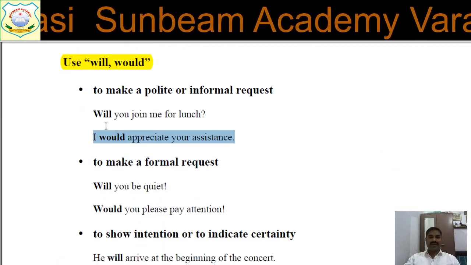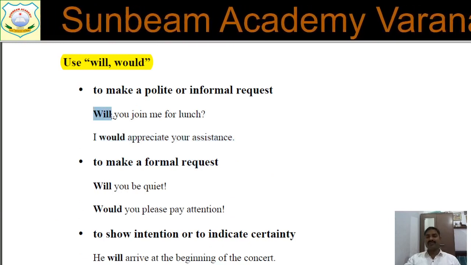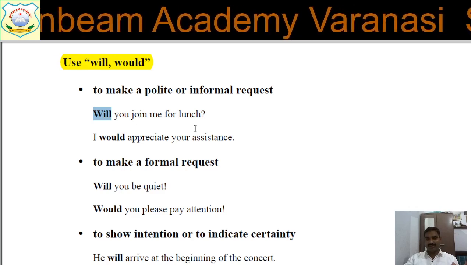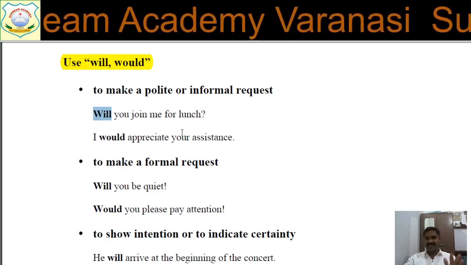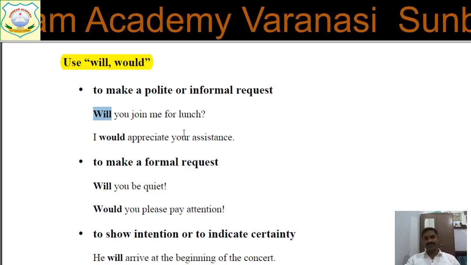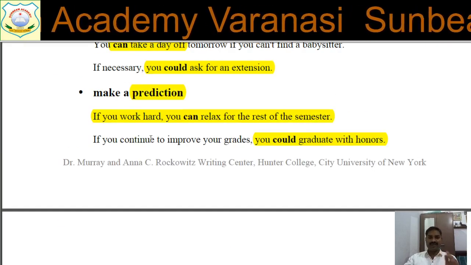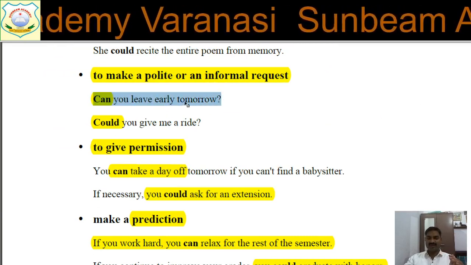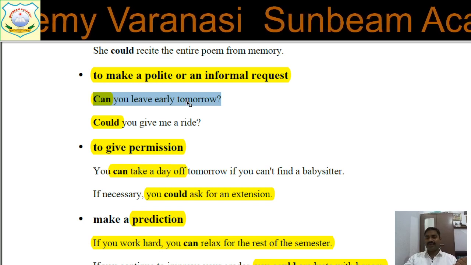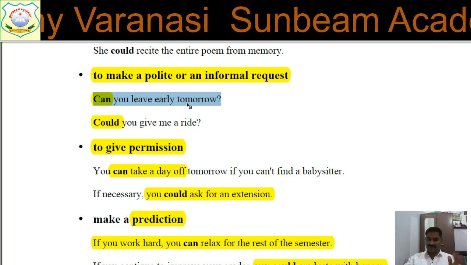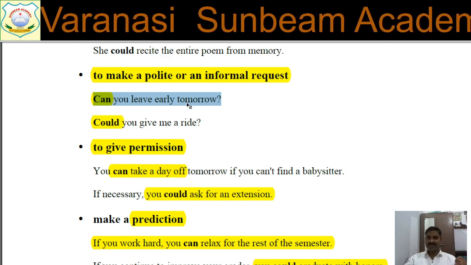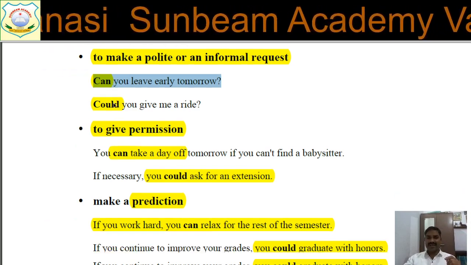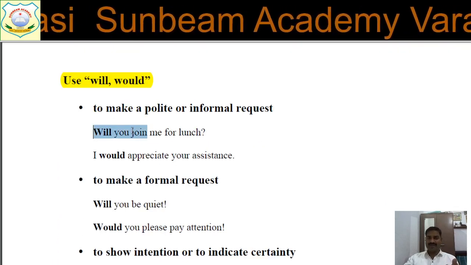Next is, and here will is showing somebody's possibility. Will you join for lunch? Means is there any possibility that you will join lunch with me? So here, when you use can, as in can you leave early tomorrow, you are trying to find out whether it is feasible for one or not, means one is able or not to get up early in the morning or not. So this is the reason for using can, and here will is used.